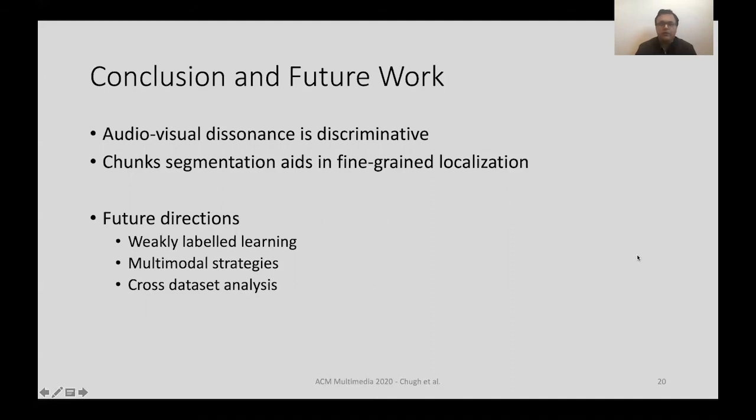Furthermore, we would also evaluate different strategies for fusion of the audio and visual segments. And also, we will evaluate the performance of the method on cross dataset, let's say when we train on the DFDC and test on FaceForensics and vice versa.